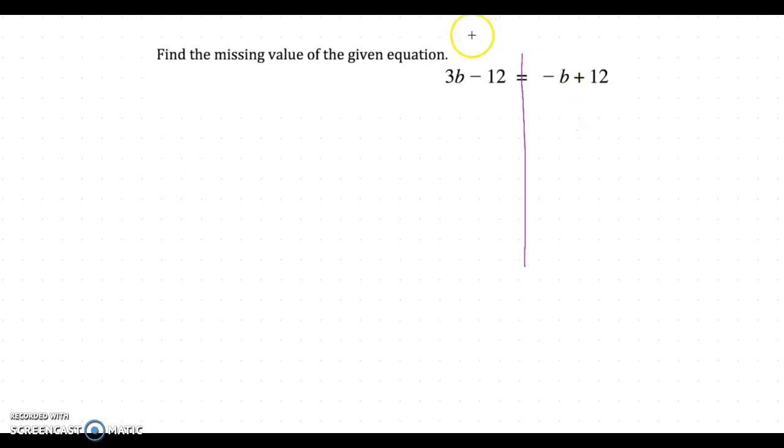So the first thing I notice is that there are variables on both sides, so a 3b and a minus b. There are also numbers on both sides, a minus 12 and a plus 12. Really what that means is I can start anywhere.